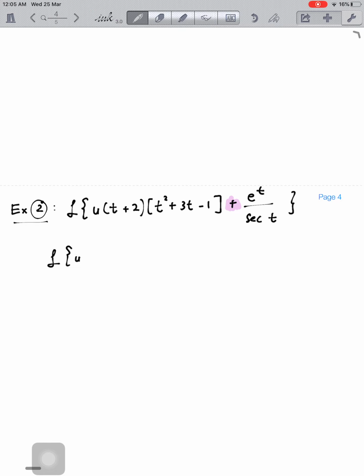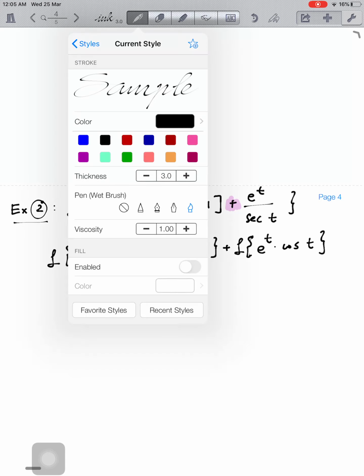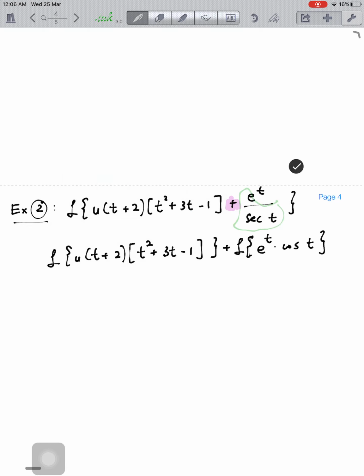I'm going to have Laplace of u(t + 2) multiplied by t squared plus 3t minus 1. That is going to be my first Laplace transform, plus Laplace of e to the t multiplied by cos t. Why is that so? Because this over here, 1 over secant t, is going to equal cos t. So 1 over sec t is cos t.